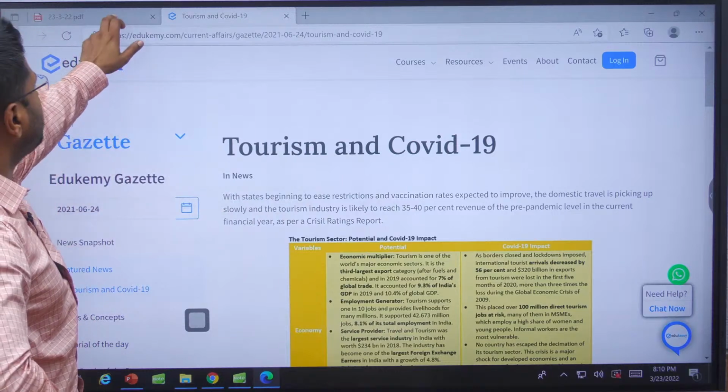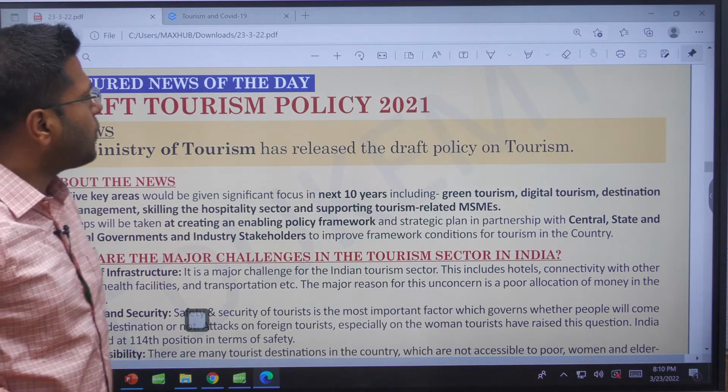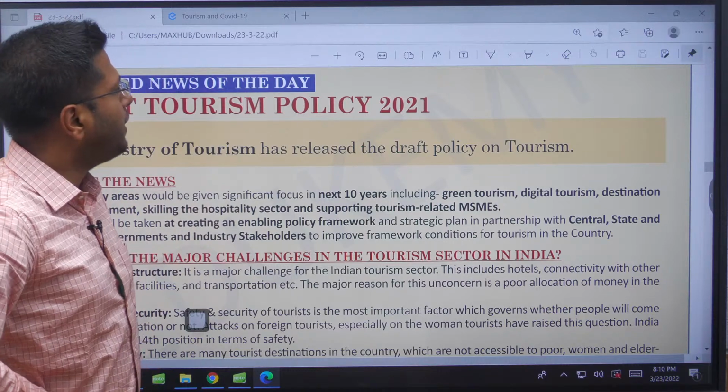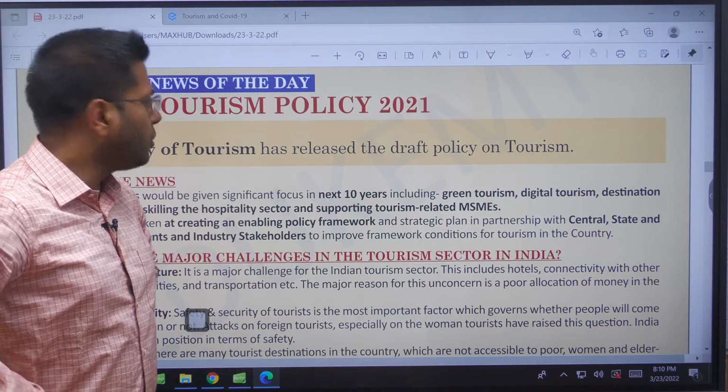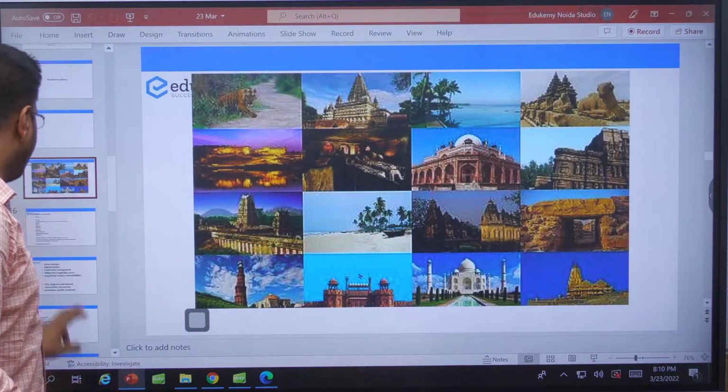Now we have come up with another feature news that is on the draft tourism policy. This document is around 80 pages. I have had a very good look at the document and I am presenting some parts of the same which are most relevant to you.